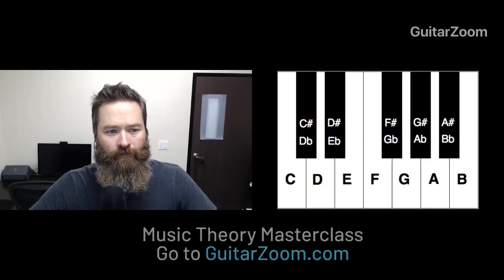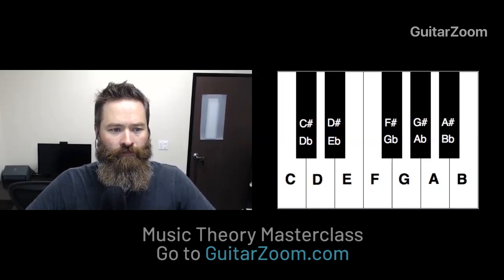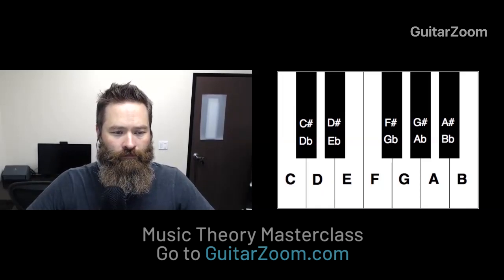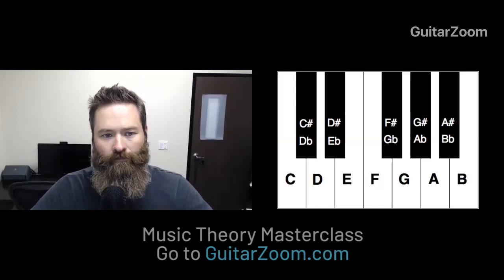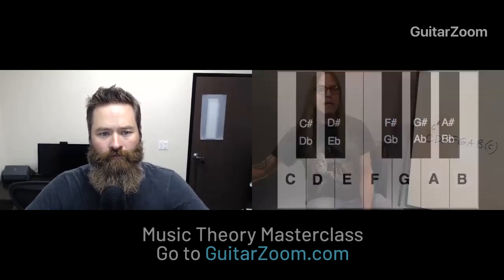Okay, so C to C sharp, if you can see that chart, is a half step. C sharp to D is a half step. D to D sharp is a half step. D sharp to E is a half step. E to F is a half step because there is no black key in between. Okay? So keep that in mind as we go.